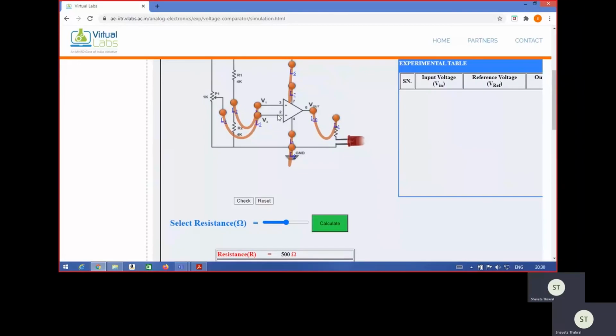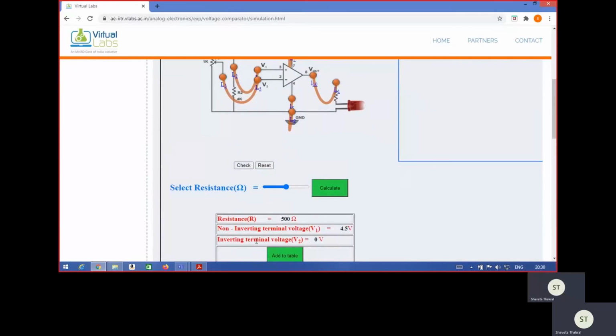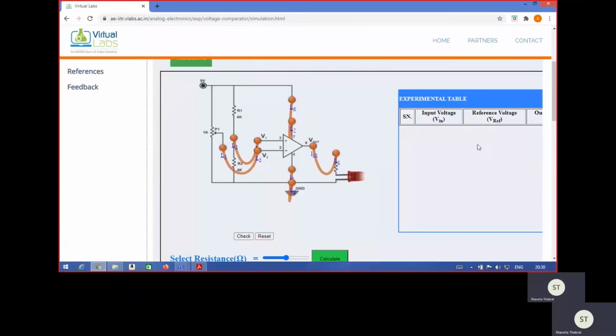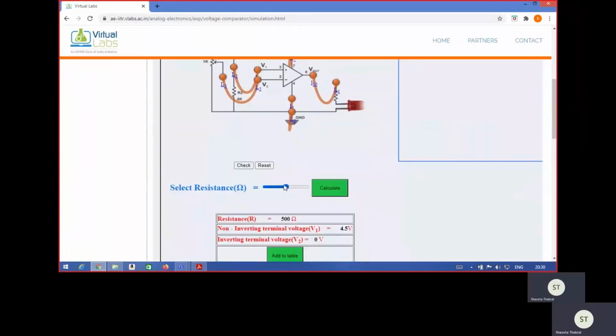So we can see the effect under 3 cases: this voltage can be less than this voltage, or this voltage can be equal to this voltage, or this voltage can be greater than this voltage. So we keep on varying the value of this resistance with the help of this potentiometer, and calculate each time the inverting terminal input voltage and add it to this table, and finally we can see here the output voltage.